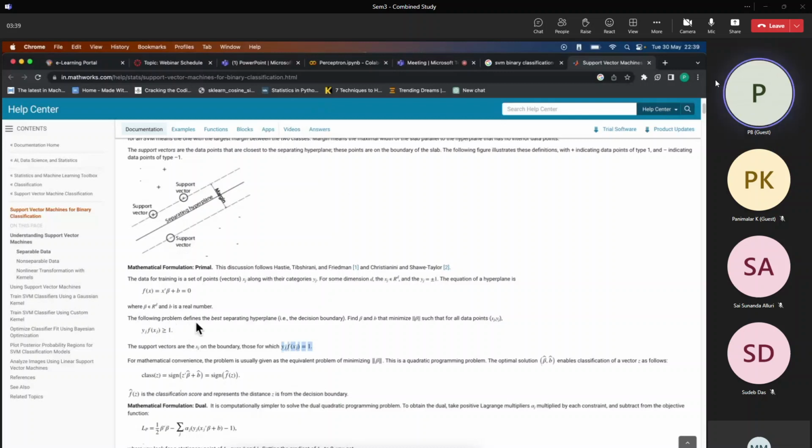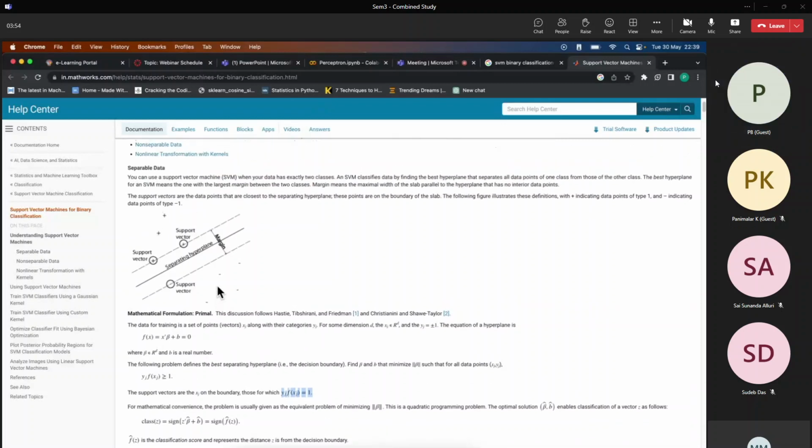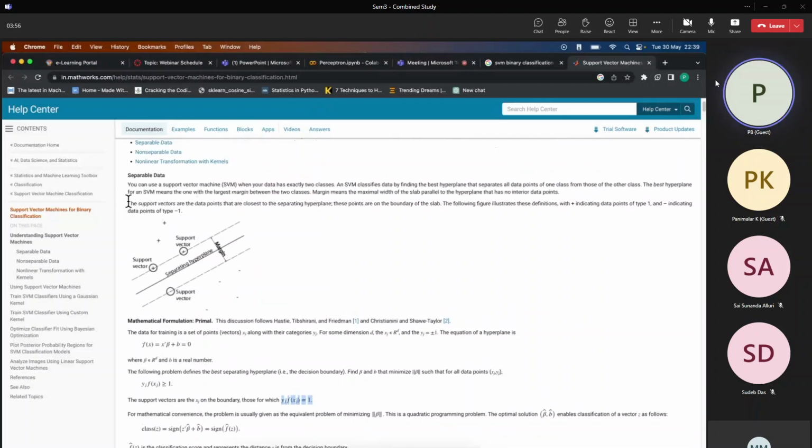So the following problem defines the best separating hyperplane. Find beta and b that minimize the slope such that for all points x, y, y f(x) is greater than or equal to 1.